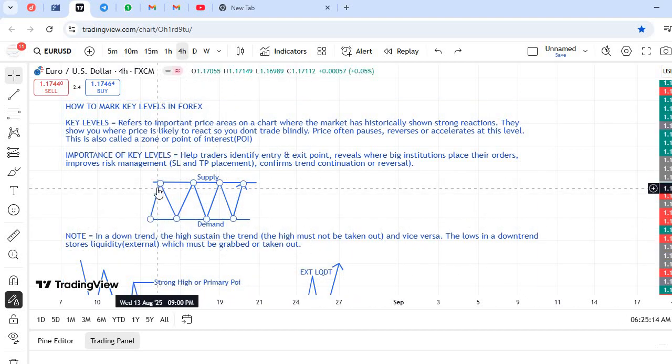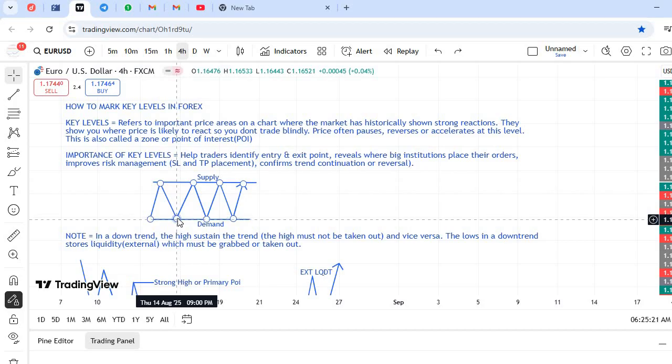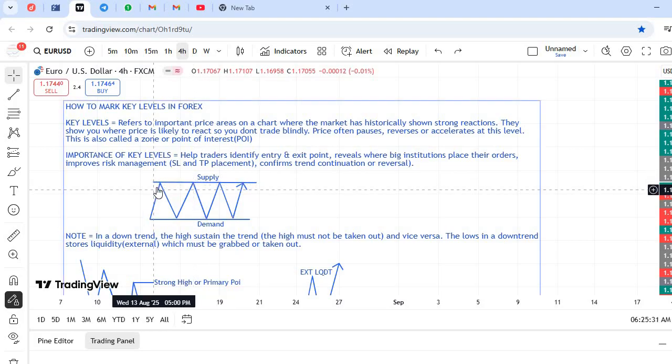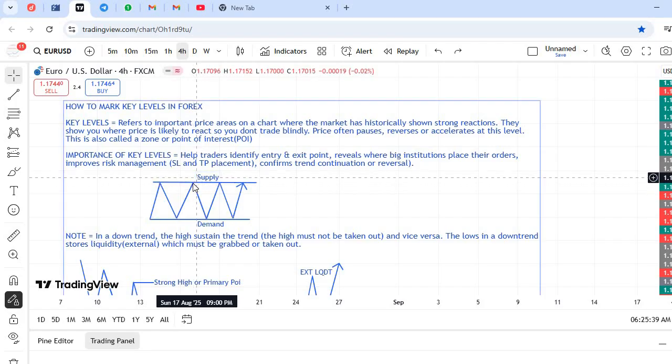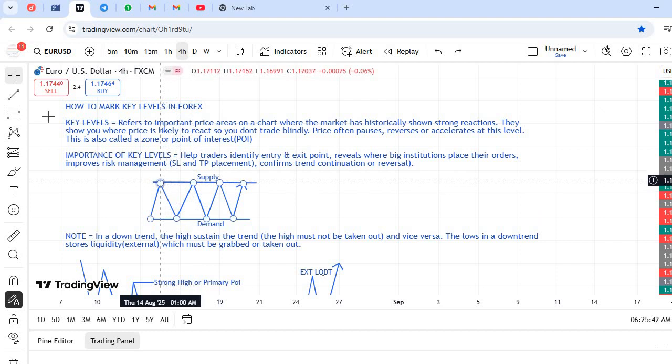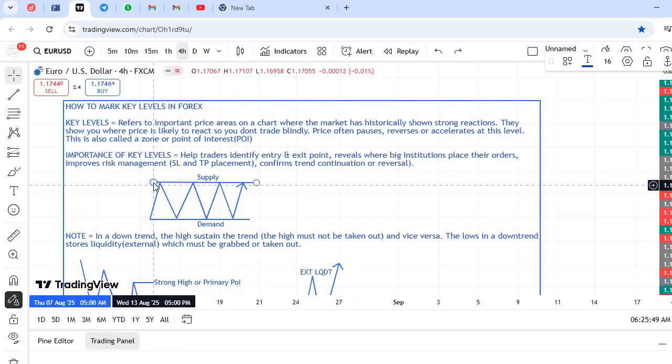Can you see? We have the first level here, the supply. Price got here, we tested it, came down, got to this level, bounced back, got to this same level again, we tested it. So from this second point where price has tested this level, it tested it at this place, which was the first time, and came to test it again at this second place. So this is where you now have to pick your trend line. Click on your trend line, then you come and draw. This is my trend line already.